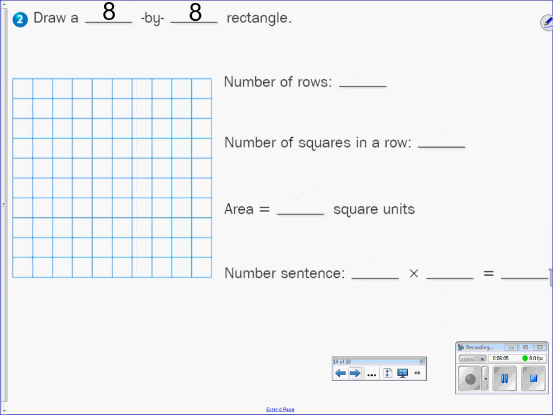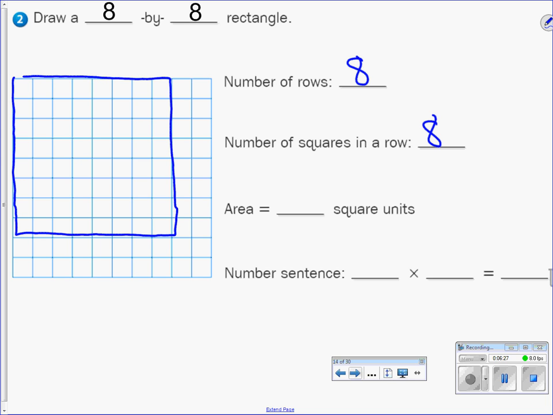This time we're going to do an 8 by 8. So we have 8 rows, 8 in each row. Let's go 8 rows: 1, 2, 3, 4, 5, 6, 7, 8. And 8 in each row: 1, 2, 3, 4, 5, 6, 7, 8.